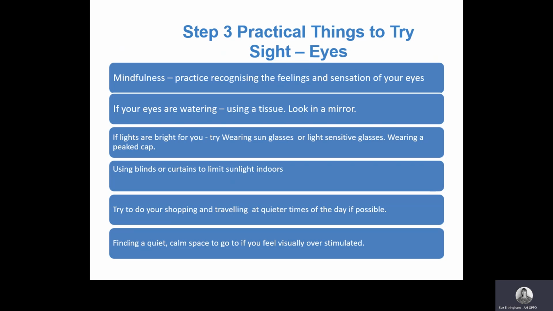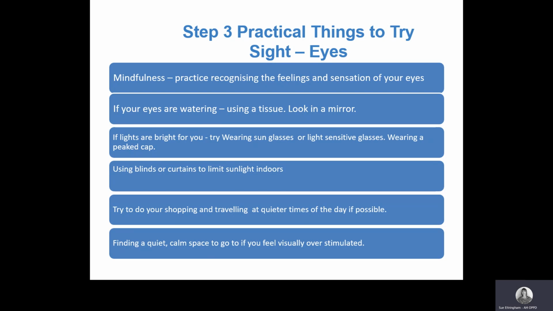So step 3, some practical things to try for sight in your eyes. It will depend on the individual as to which strategies might be supportive. But the most important thing is to encourage interoception awareness so that you recognize your own body sensations, following and practicing steps 1 and 2. So being mindful of how your eyes can make you feel.